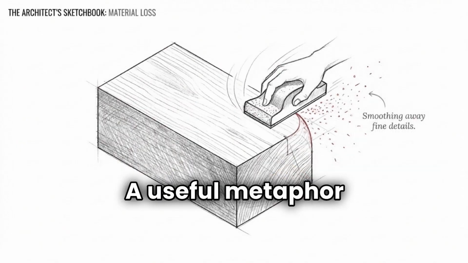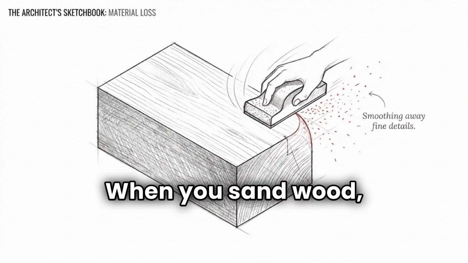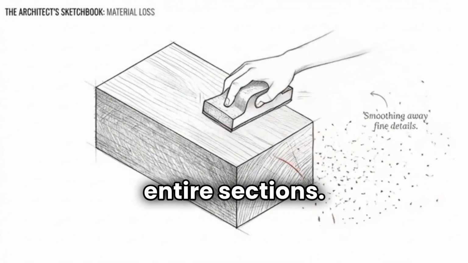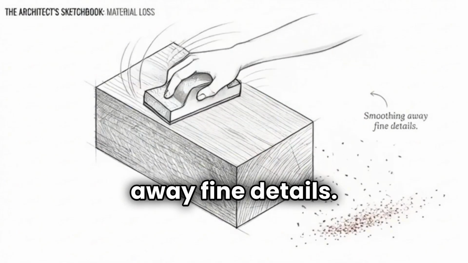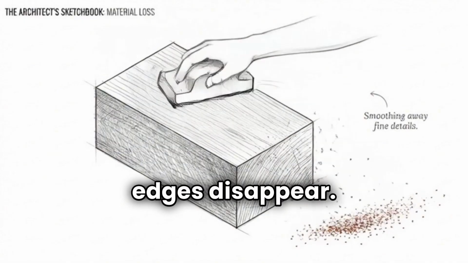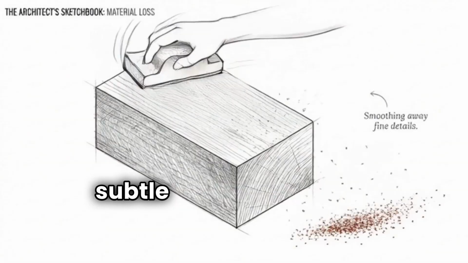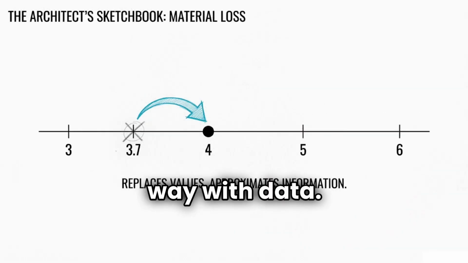A useful metaphor for rounding is sanding a surface. When you sand wood, you do not cut off entire sections. Instead, you smooth away fine details. The shape remains recognizable, but sharp edges disappear. With enough sanding, subtle features are lost. Rounding works the same way with data.